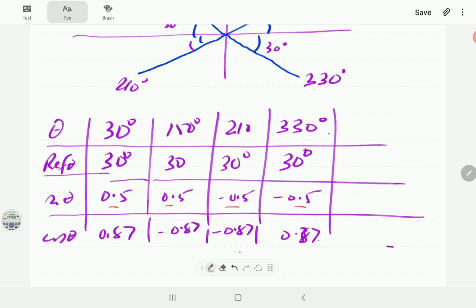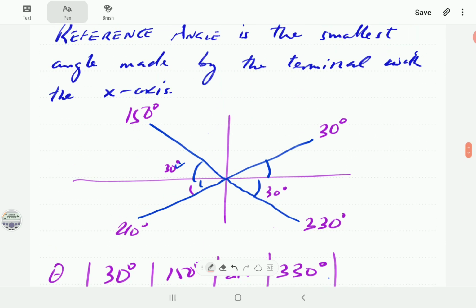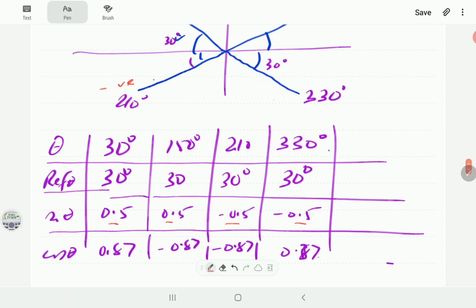All that changes is the sign, and of course the sign changes, it obeys the rules of the signs of the trigonometric functions. So we know that sine is positive here, sine is positive here, but sine is negative here. So that's why in the third quadrant that is going to be a negative, and also in the fourth quadrant, but it's the same number, 0.5, 0.5, and then negative 0.5.